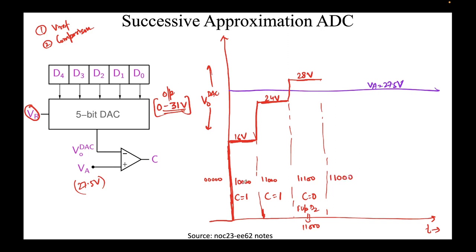Now we flip D1 to 1. So in this we flipped D4, then D3, then D2, and now we flip D1 to 1. Note that we brought it down to 24 here, because you flipped it back. Here you see this is 0 again. So 11010 is 16 plus 8, 24, plus 2, 26. So it will come down to 26.